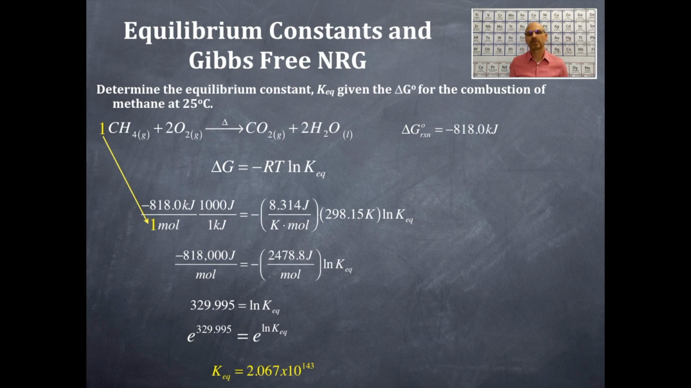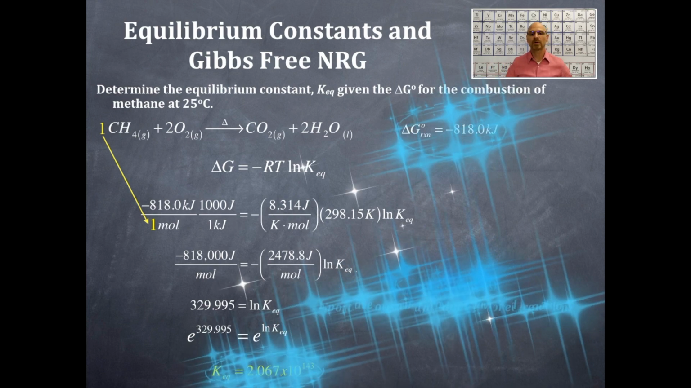Okay, so what I want you to do is look at the delta G value at negative 818, really the negative portion of it, knowing that that is spontaneous. Okay, so that value is less than 0, right? Because it's negative. And then look at the KEQ. The KEQ is a positive exponent and it is greater than 1. So there's a high correlation between the Gibbs free energy and the equilibrium constant. And that's what we are learning today.